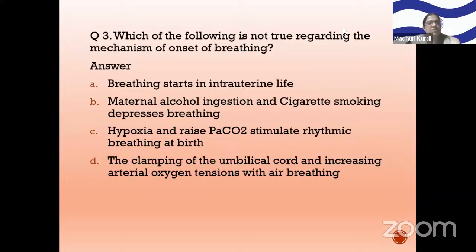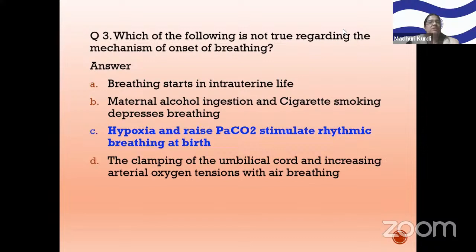So the options are: A, breathing starts in intrauterine life; B, maternal alcohol ingestion and cigarette smoking depress breathing; C, hypoxia and raised PaCO2 stimulate rhythmic breathing at birth; and D, the clamping of the umbilical cord and increasing arterial oxygen tensions with air breathing. What are the answers given by most of the audience? Most people answered option A, option C, option A. Okay, ma'am.